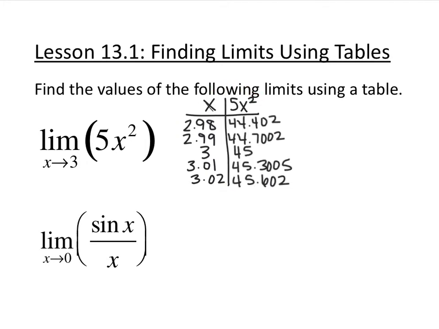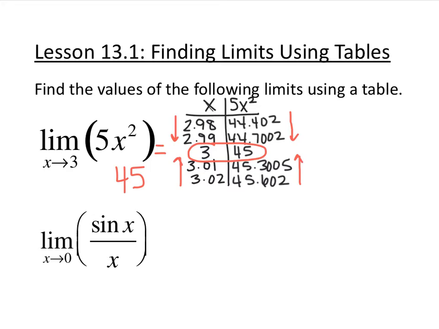So here we have the rest of the table, and as you can see, as you approach 3 from smaller numbers, you're getting closer and closer to 45. As you approach 3 from bigger numbers, you're also decreasing to approach 45. So from both sides, you're getting infinitely close to 45. In this case, you actually do equal 45. So the limit as x approaches 3 of 5x squared is 45.